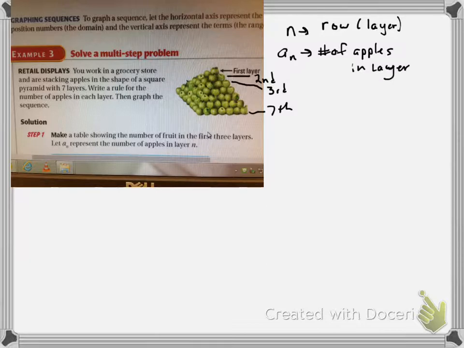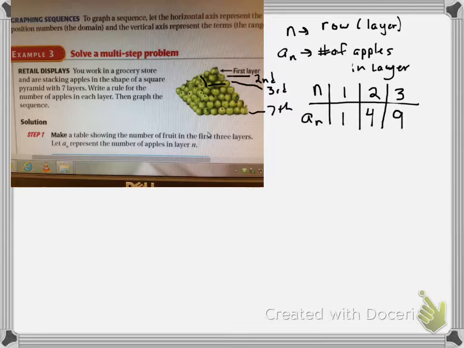So let's see if we can make a quick table. So if I have n and a sub n, if n is 1, that's like the top layer, it looks like we have 1 apple in that layer. If n is 2, if we are in the second layer, it looks like there's a total of 4 apples there. If we're in the third row, it looks like it's 3 by 3, so that 3 times 3 is 9. If we had to do the fourth row, you can see there's 1, 2, 3, 4 apples, and 1, 2, 3, 4 apples deep.